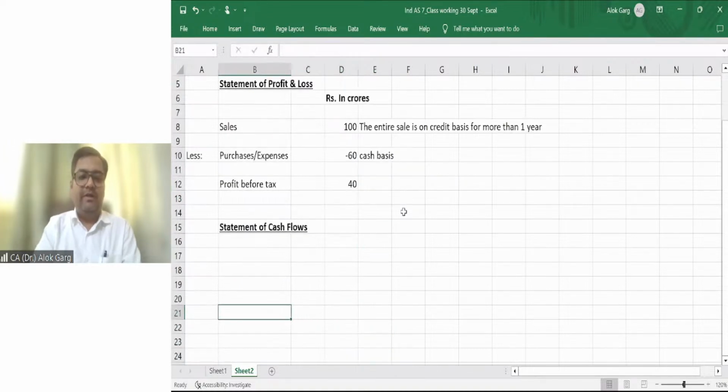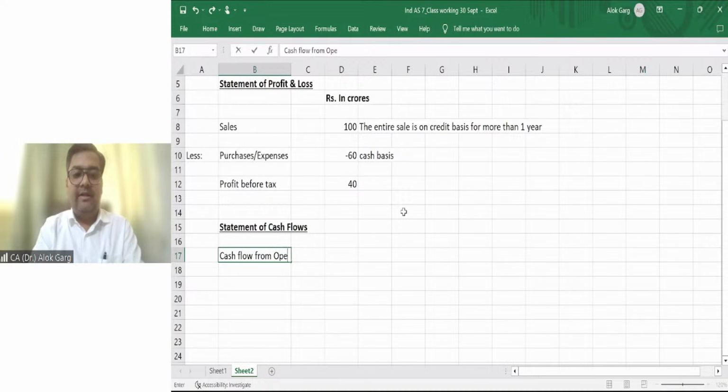Don't know? Okay, let me put it in a different manner. Cash flow from operating activity. First, I'm just setting the context. I'm giving you the broad view of this cash flow statement and why it is important. I'll discuss all the activities one by one with practical examples, so don't worry about that.